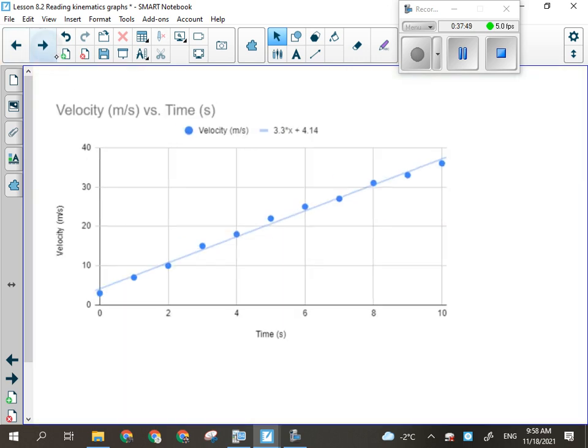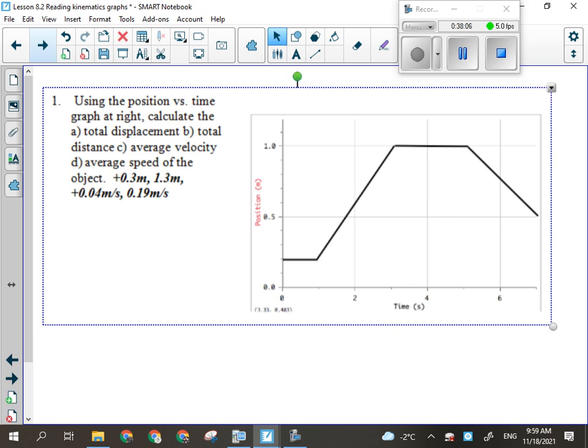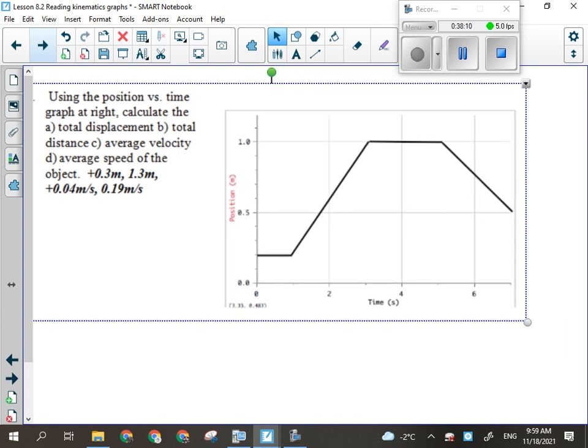Where are my position time graphs? There. Okay. So let's have you guys try this one. I want you to calculate total displacement, total distance, average velocity, and average speed. The answers are there in bold, so you can check them as you go. But using this graph, I want you to calculate those things.